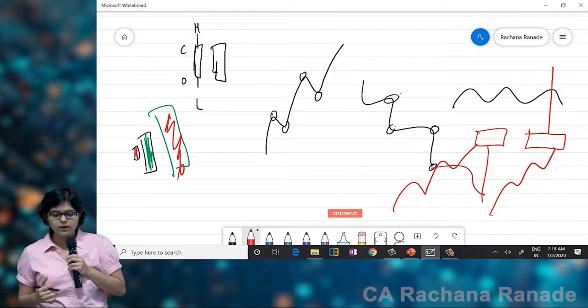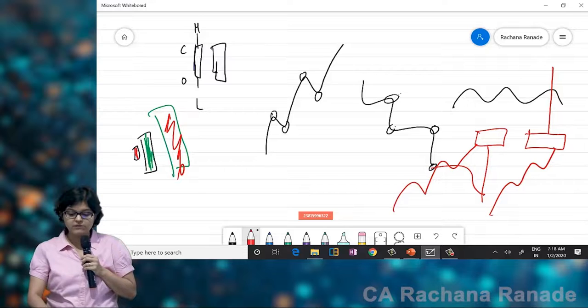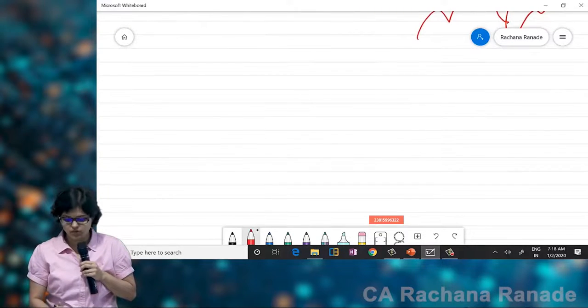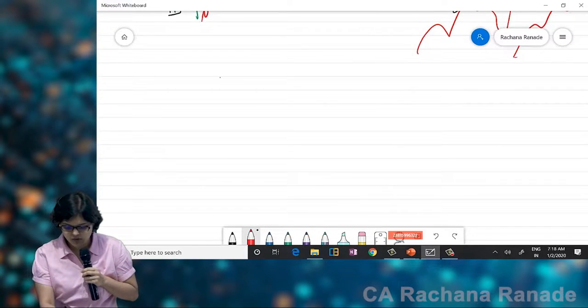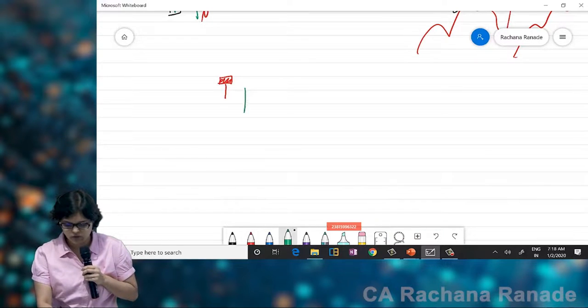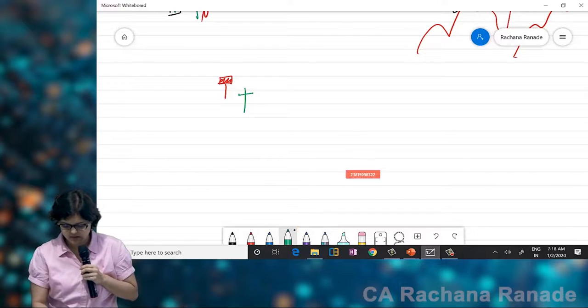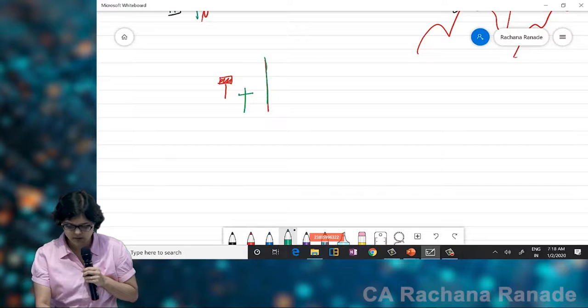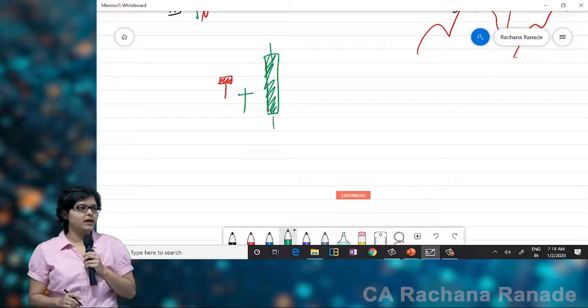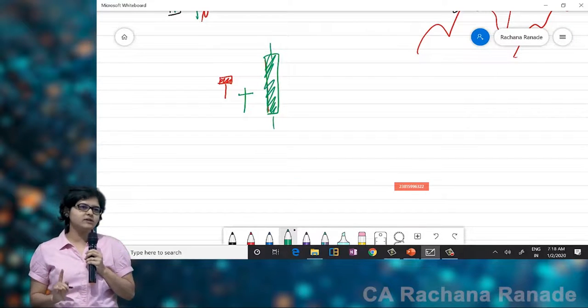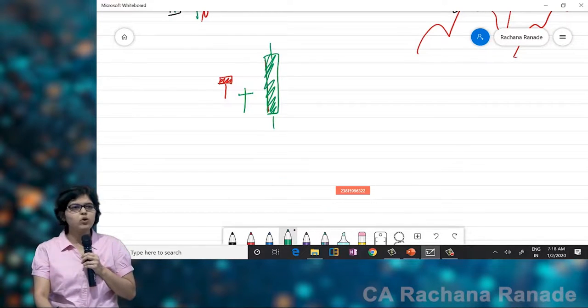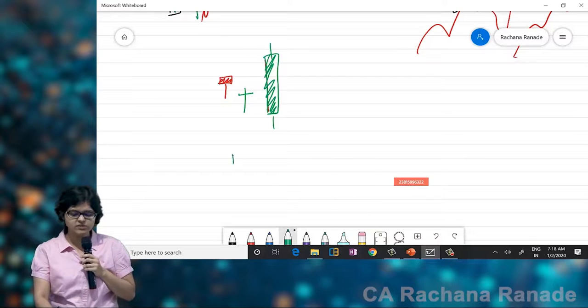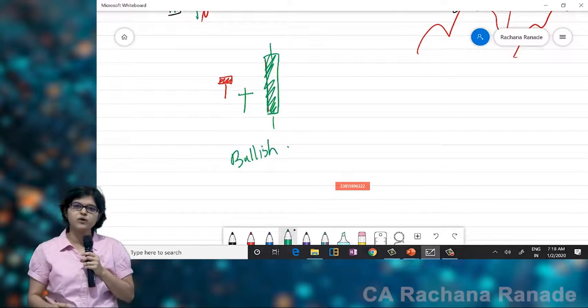Okay, then we talked about the evening star and morning star concept, if you remember this. Okay, so if you recall a little bit of this, there's a reddish candle and then there's a doji and there's a big green candle. This will be morning star. Exactly opposite will be evening star. This was which type of pattern? Bullish. So basically the signal given is bullish, and had it been an evening star, it would have been a bearish signal.